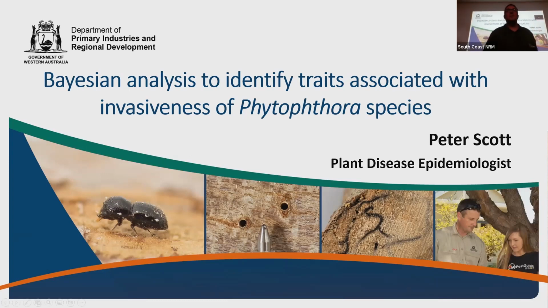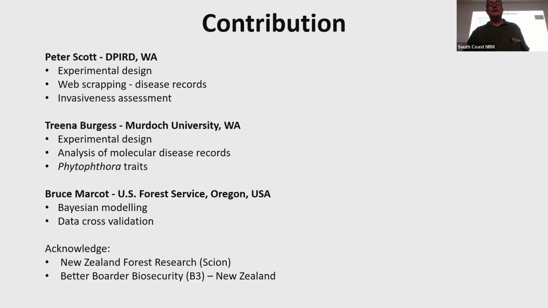Excellent. So welcome, thank you. My name is Peter Scott. Today I'll be talking about Bayesian analysis to identify traits associated with invasiveness of Phytophthora species. That might sound a little bit off topic, but I think this is actually very relevant to the direct management of Phytophthora diseases and other diseases in general. So I'll talk briefly about what we did, but first I'd just like to acknowledge the contributors.